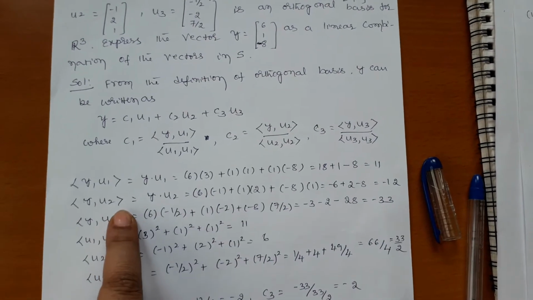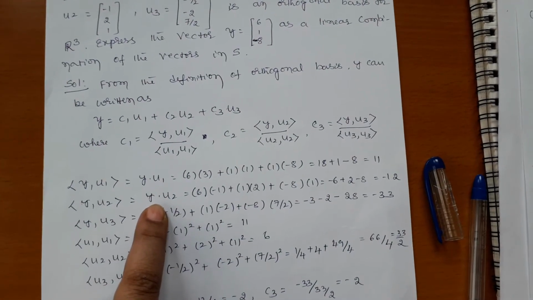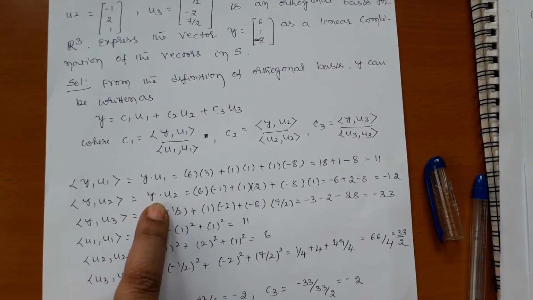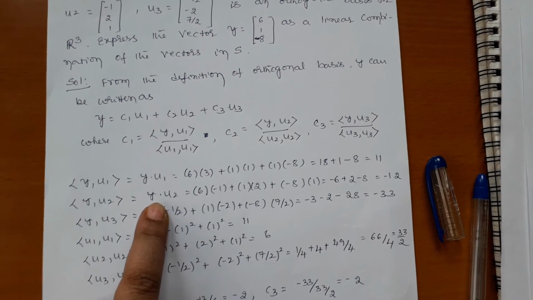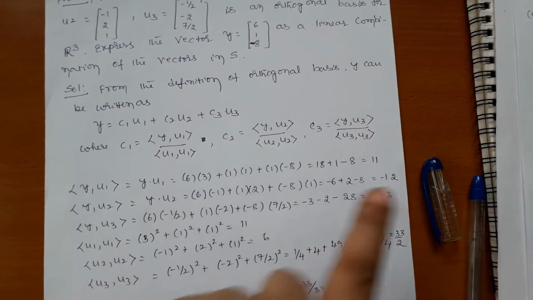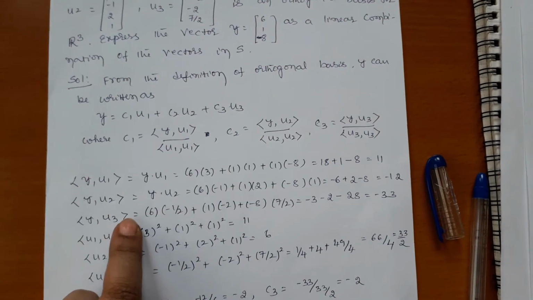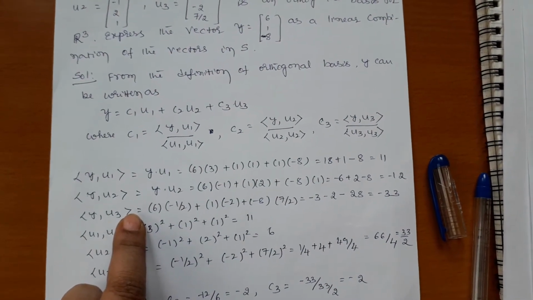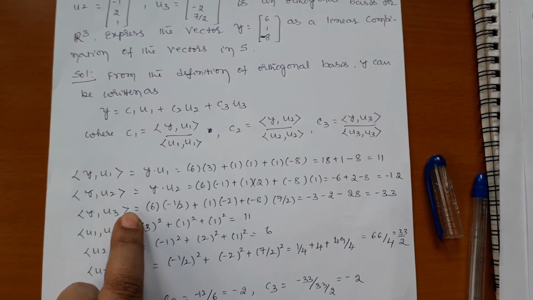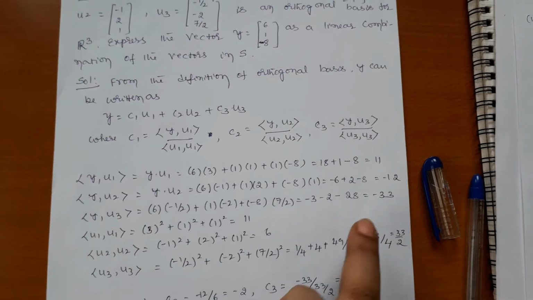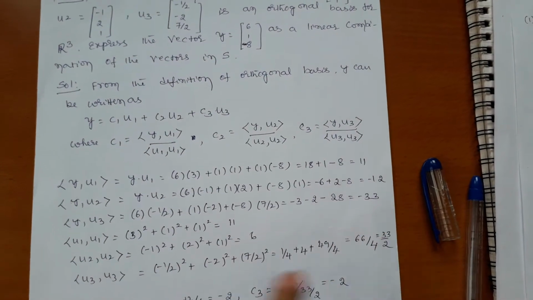Y comma u2 means y dot u2. Y dot u2 means what actually? 6 into minus 1 plus 1 into 2 plus minus 8 into 1. You simplify that, we get the value. Similarly, inner product of y comma u3 means y dot u3: 6 into minus half plus 1 into minus 2 plus minus 8 into 7 by 2. Simplify that, we get minus 32.